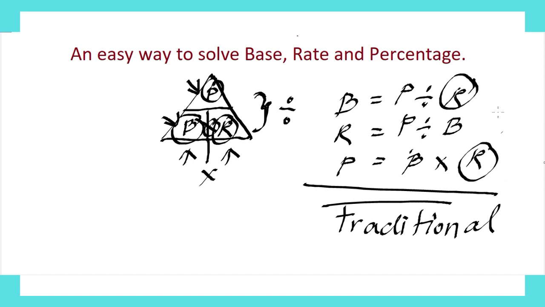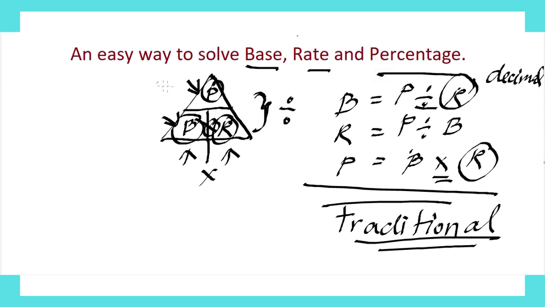But as written in the textbook, it's very tricky because of this rate. Remember that the rate, you are going to transform into decimal first before you divide or multiply it, because that was written in the traditional way. But in this case, we're going to solve base, rate, and percentage without transforming this rate into decimal form. And I think that is an easier way to solve.